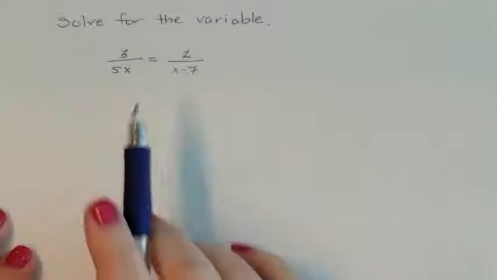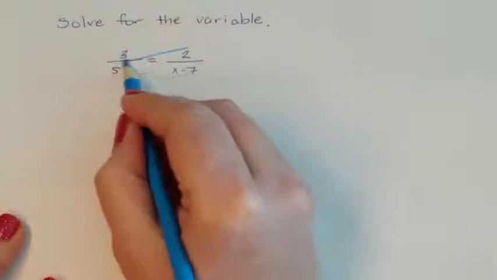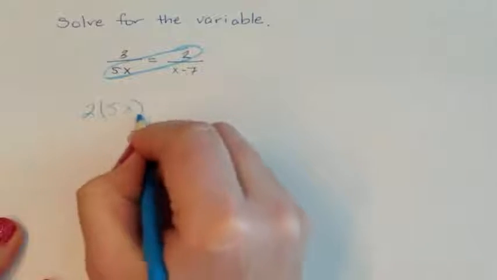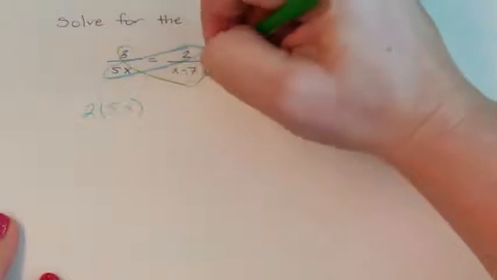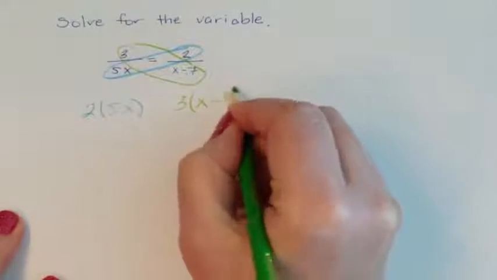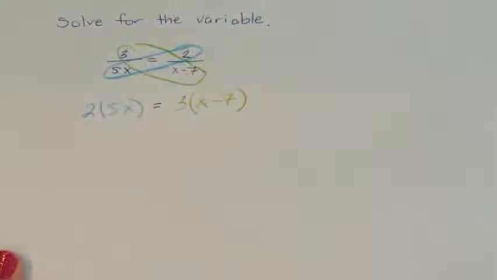So we're being asked to solve for the variable, and we have a proportion equal to another proportion. And when we do this, we are going to use cross multiplication. So I'm going to go across, and I'm going to multiply these two. So I have 2 times my 5x. And then I am going to go across, and I am going to multiply these two. So I have 3 times the 7 minus x. And when you do cross multiplication, these two expressions are equal to each other. And now you're just supposed to solve for the variable.